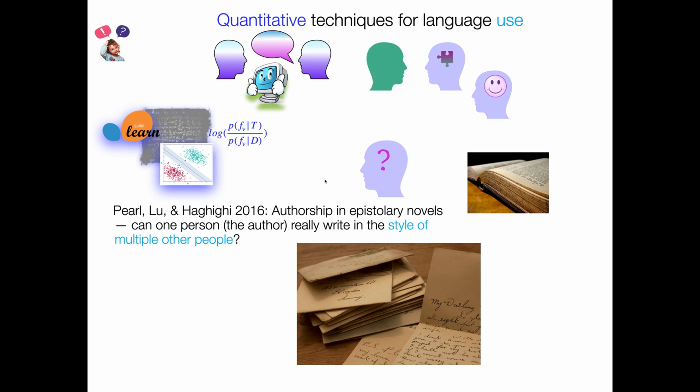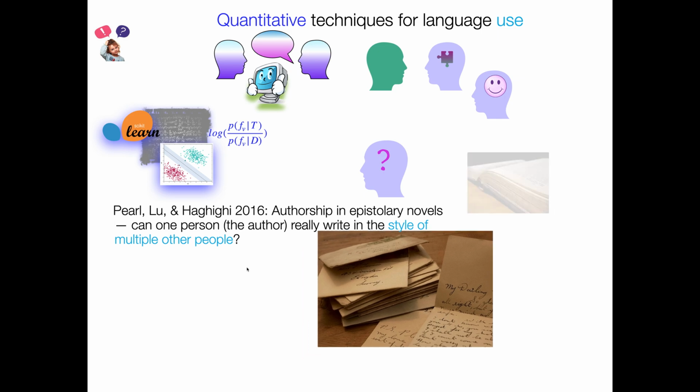We also, a couple years ago, looked at authorship in what are called epistolary novels, that is, novels of people writing letters to each other, but they're still written by a single person. In this particular case, Samuel Richardson was the author, a single person, but writing in the style of multiple other people who were supposed to be writing letters back and forth to each other in this epistolary novel. And the question, which came from the digital humanities world, is, can one person, the author in this case, really write in the style of multiple other people, or is it really not distinct? You really can't do that. Your own style comes through.